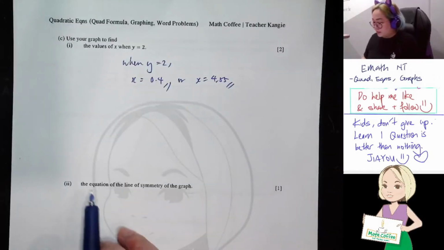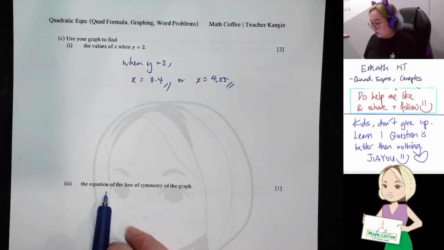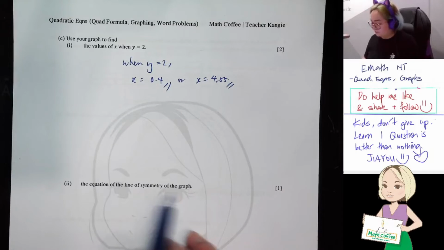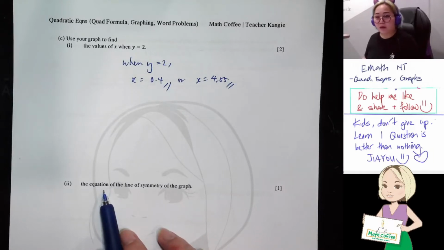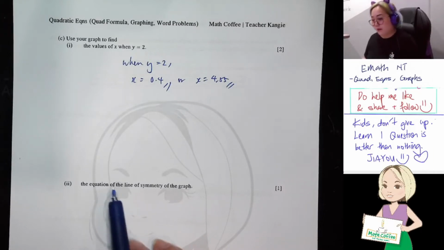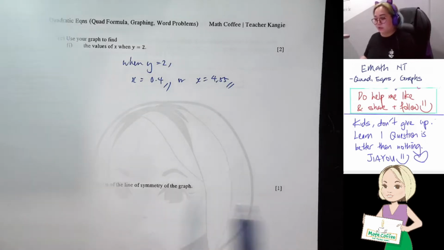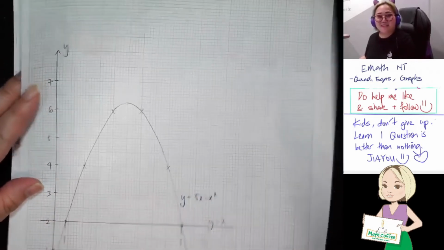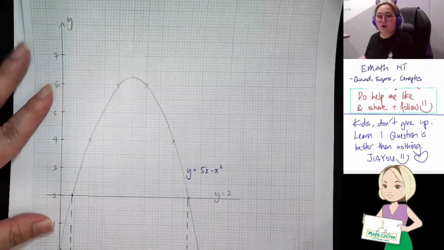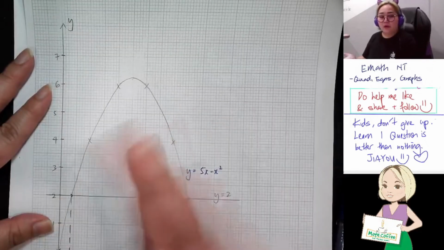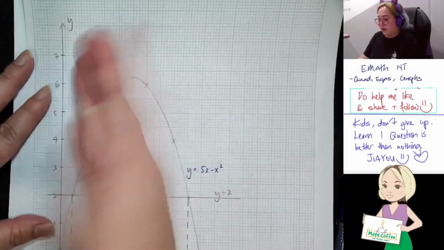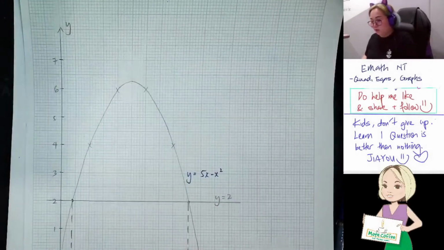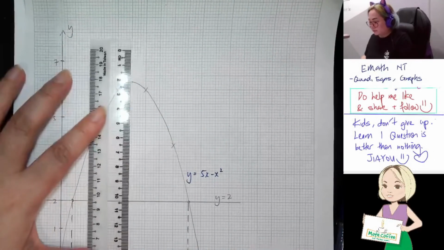Okay, next. They say find the equation of the line of symmetry of the graph. Okay, good that you are revising for your math and also other subjects. Equation of the line of symmetry. So now let's take a look at the graph. So the line of symmetry is in the middle. It's a line whereby your graph will reflect. Something like reflection. So in this case, the middle line is here.